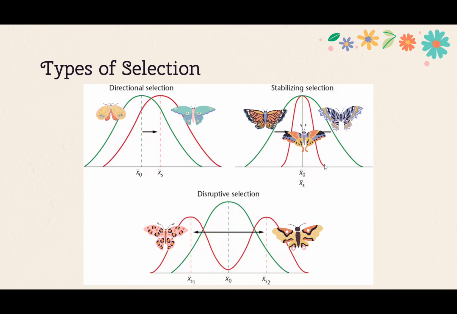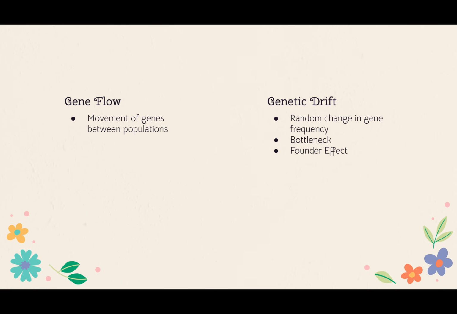there are 3 types of selection. Directional selection, where a population favors one extreme phenotype. Stabilizing selection, where it favors the mean phenotype. And disruptive, where it favors 2 extremes of a phenotype. And this can be because of different environmental factors and natural selection.